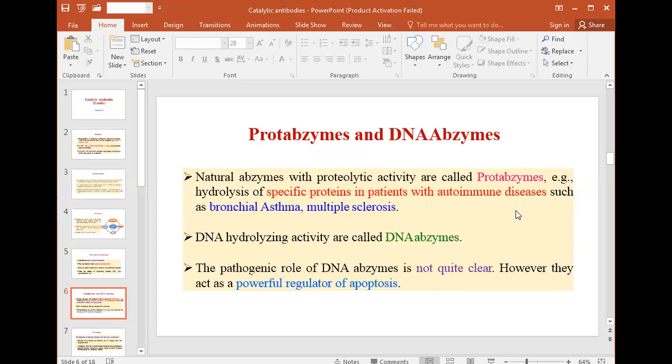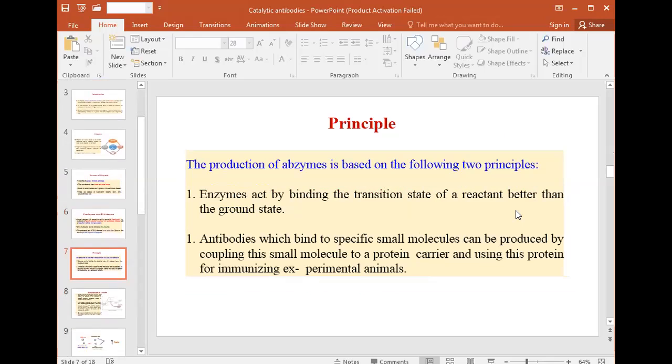In case of DNA hydrolyzing activity, they are known as DNA enzymes. The pathogenic role of DNA enzymes is still unclear to us. However, these DNA enzymes act as a powerful regulator in cancer treatment. But how? What is the molecular basis? What is the mode of action? It is still unclear to us.